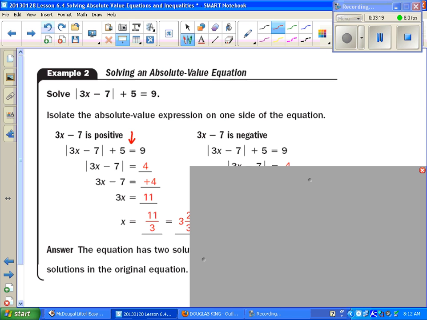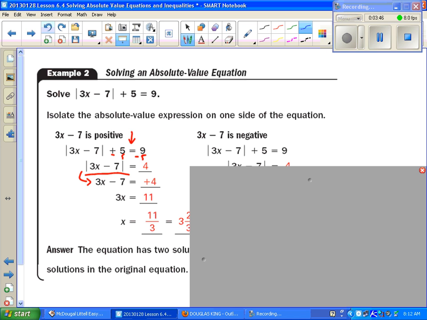Before you go ahead and make it either positive or negative, you want to undo plus 5. You want just that absolute value to be like it is in that second step. So you want to get rid of plus 5 by subtracting it. When you subtract 5 there, you do the same on the right, and you get positive 4. Now you have the absolute value of 3x minus 7 equals 4. Then on the next step, you lose the absolute value symbol, and you get 3x minus 7 is positive 4.